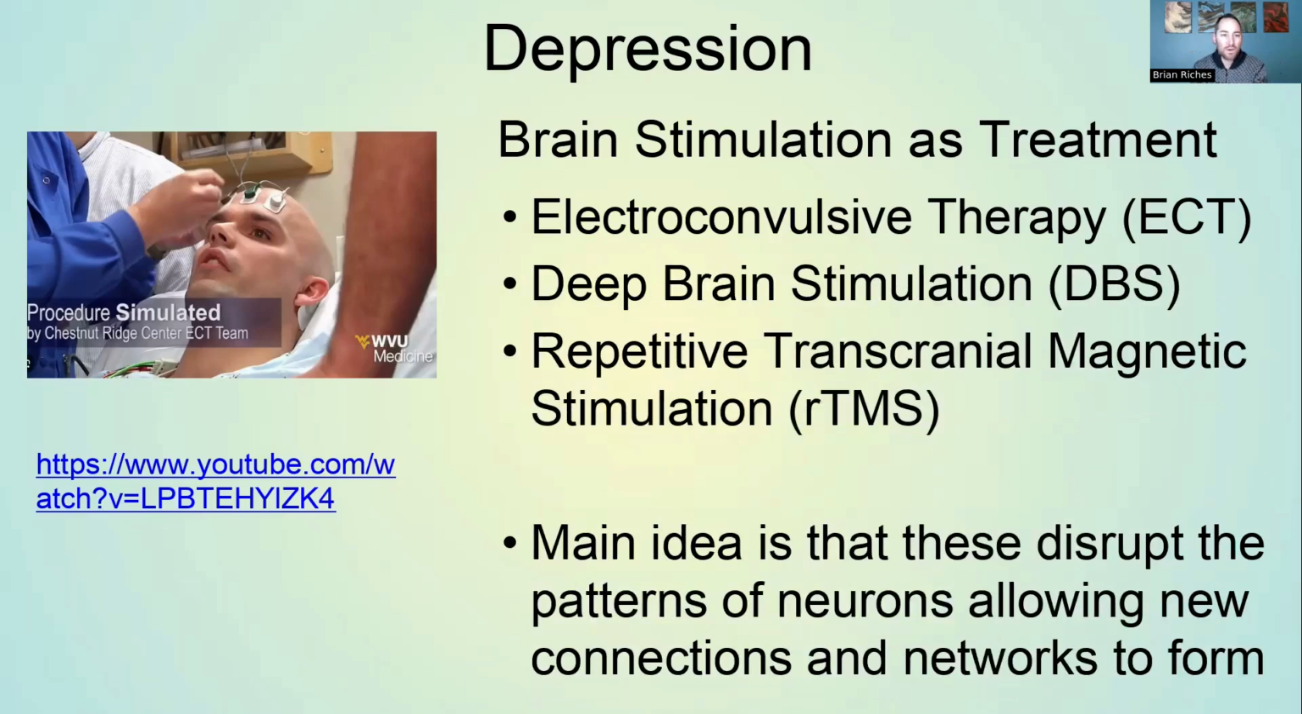So we'll watch this video in a second, but the main idea between any of these is that you are disrupting the patterns that those neurons are taking. So you've got an active amygdala and your prefrontal cortex is not regulating it well enough. So with that, you can use repetitive transcranial magnetic stimulation. You can interrupt that network.